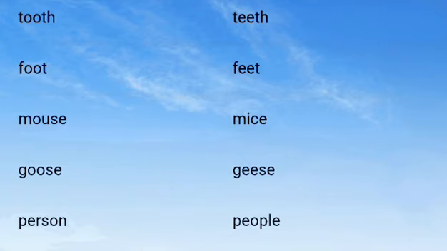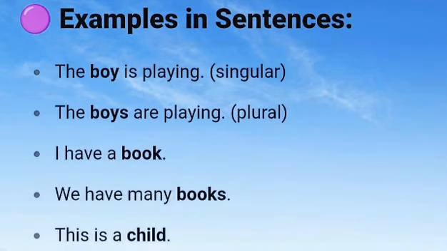Guys, if one person is there, we will call person. More than one means people. Example in sentences: the boy is playing, singular. The boys are playing, plural. I have a book. We have many books. This is child. Guys, hope you understand this video.